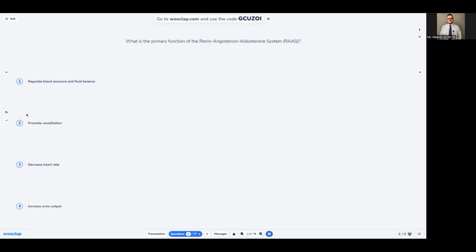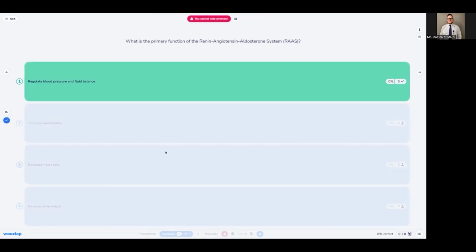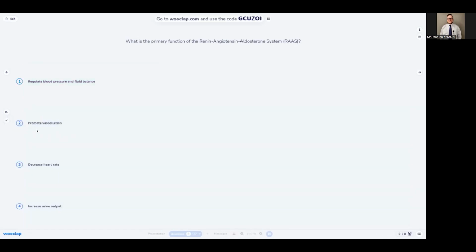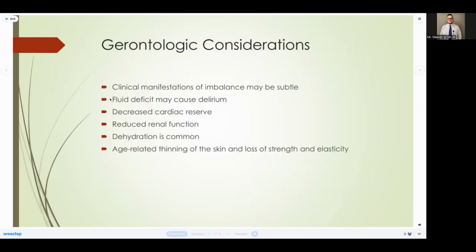Okay. If you picked number one, you'd be correct. The others don't really talk about promoting vasodilation, which would generally increase blood pressure, which is not a goal of renin. It doesn't talk about heart rate. We don't really talk about urine output too much, but we know that it would likely decrease urine output because it would absorb sodium by getting aldosterone involved at the end of this process, and therefore would decrease urine output and raise blood pressure. So it's all about regulating blood pressure and fluid.